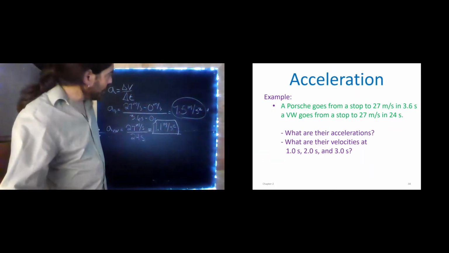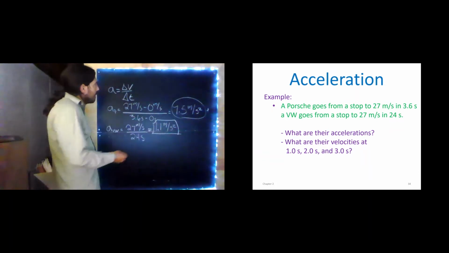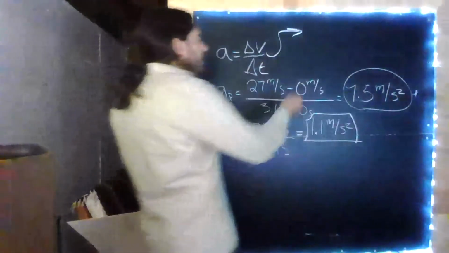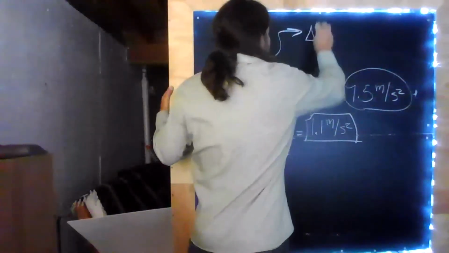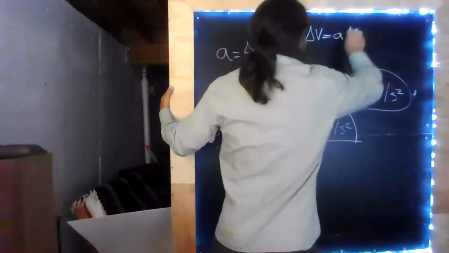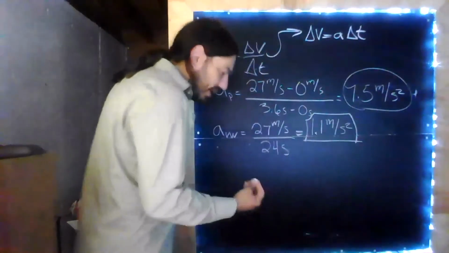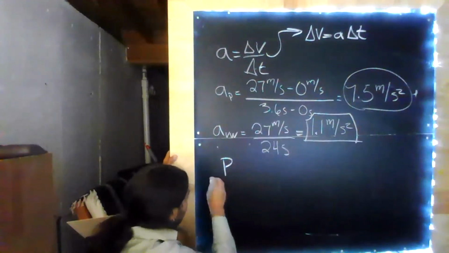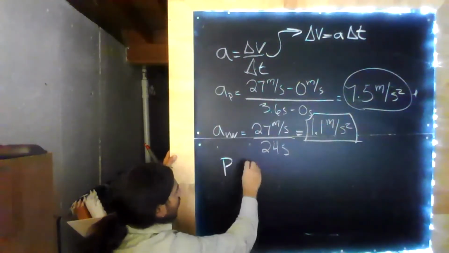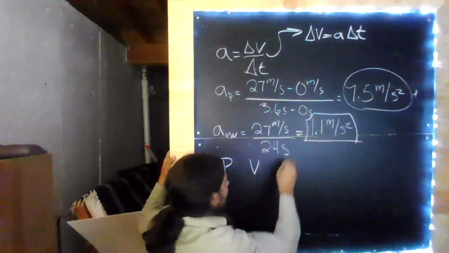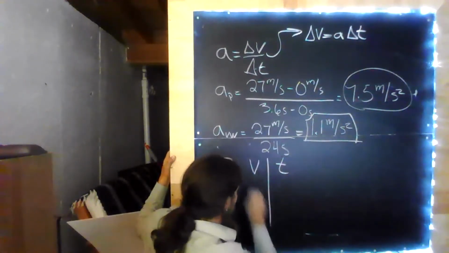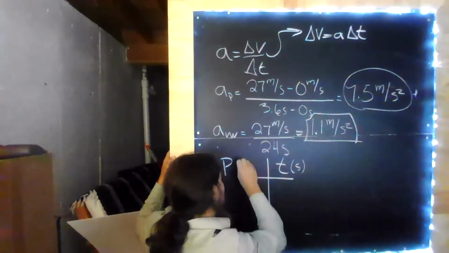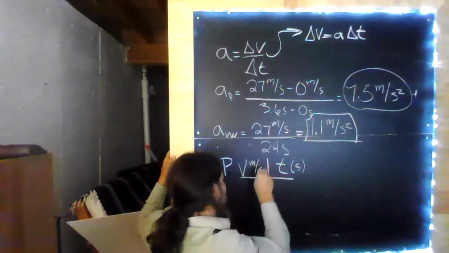Well, we could just make a little chart here. But basically what we're going to be doing is rearranging this equation to say that delta V equals A times delta T. But let's just go ahead and make a little chart here. For the Porsche, we have velocity and time. Seconds, meters per second.